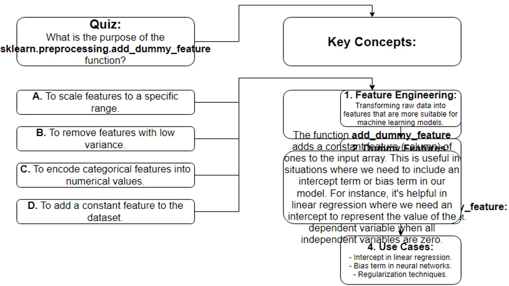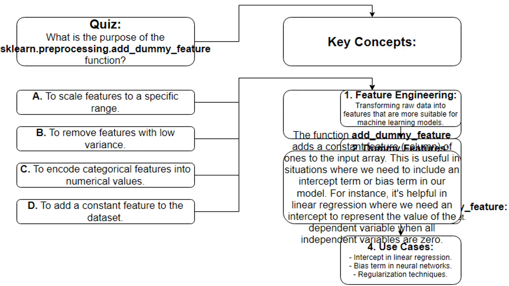sklearn.preprocessing.add_dummy_feature. To add a constant feature to the dataset. True. The sklearn.preprocessing.add_dummy_feature function adds a constant feature, a column of ones, to the dataset, which serves as a bias term in linear models.